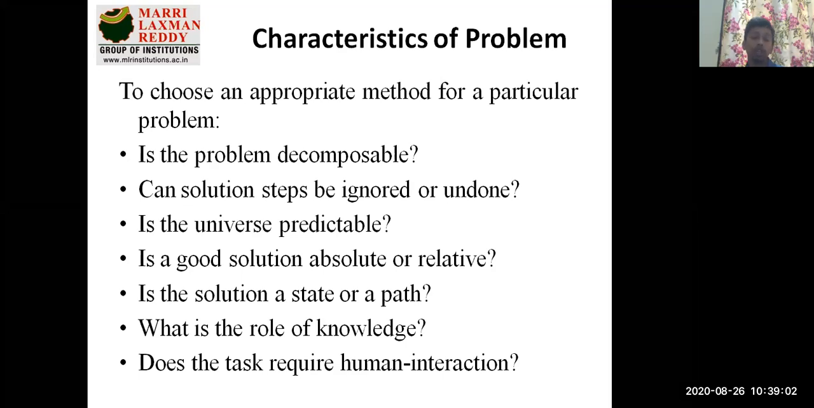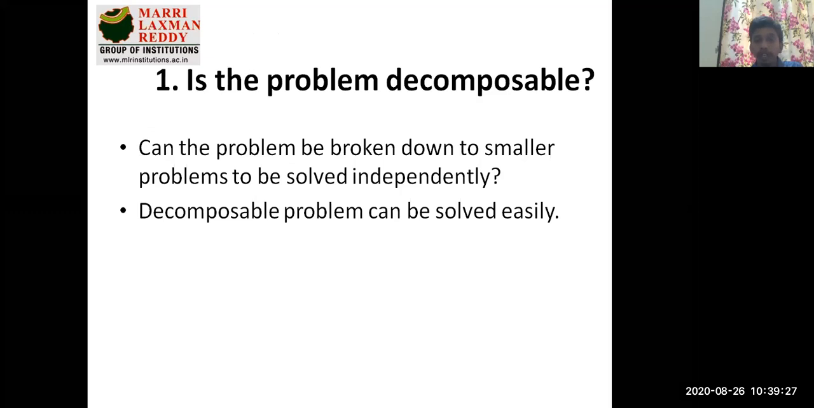In today's class, I will try to understand all these 7 concepts with different examples, and understand what the characteristics of a problem are. Whenever a problem is given to us, how do I need to solve that? Moving on, the first one is: is the problem decomposable? The first thing we need to understand is whether the problem is decomposable.